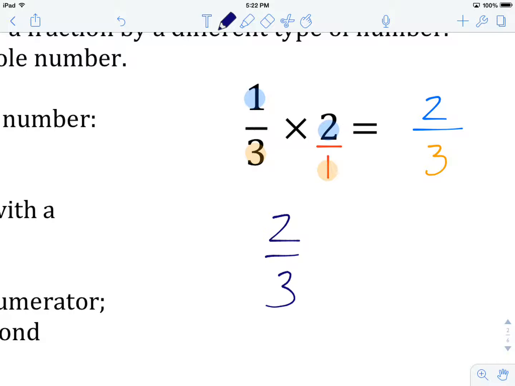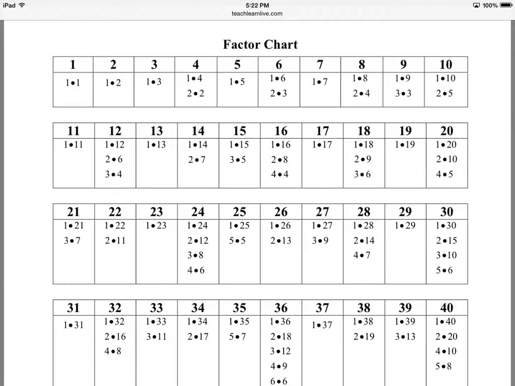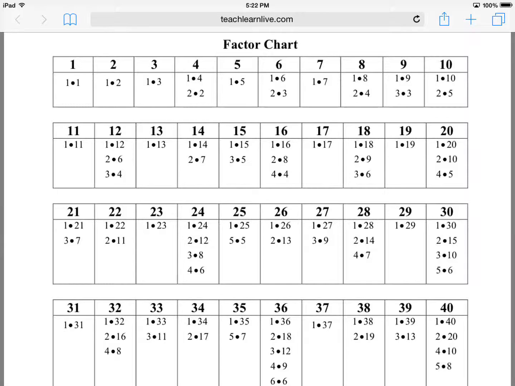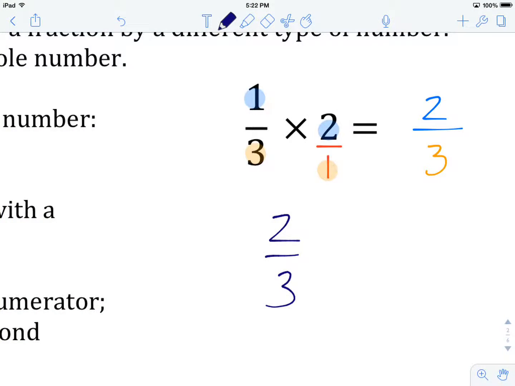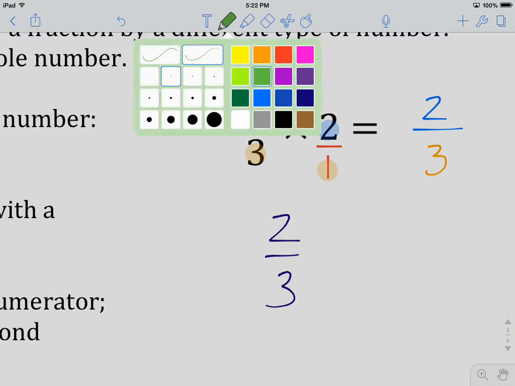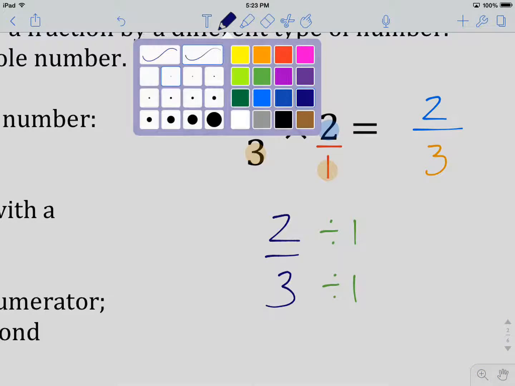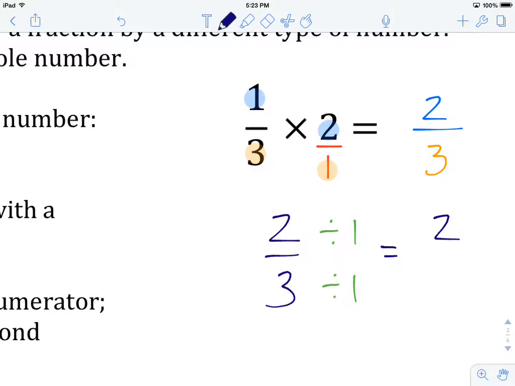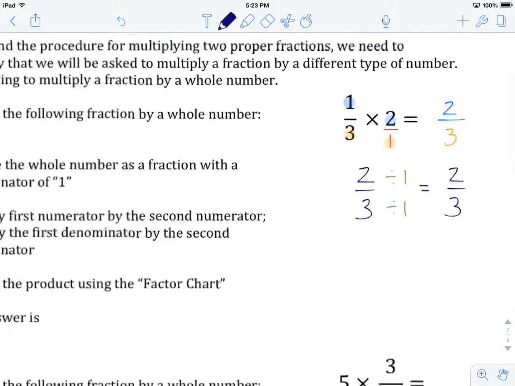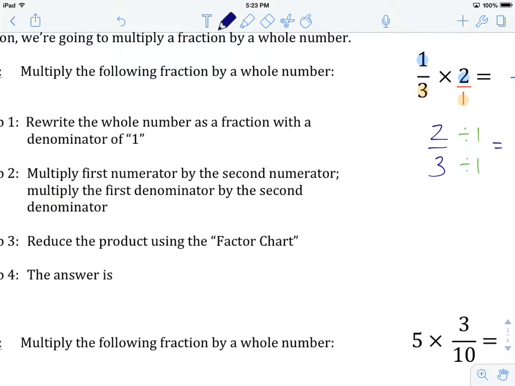So we can go over and check our factor chart, looking at 2, looking at 3, and we'll see that the only factor they have in common is 1. If we were to divide our numerator and denominator both by 1, we would get the exact same fraction back. So most times we don't bother to go through the act of actually dividing by 1, since the fraction turns out exactly the same. So we have an answer of 2/3 for example number 1.